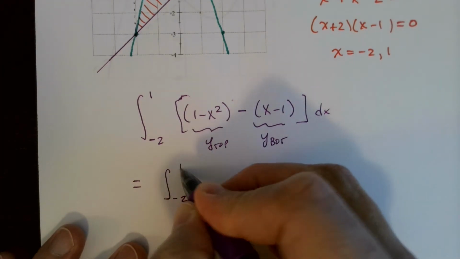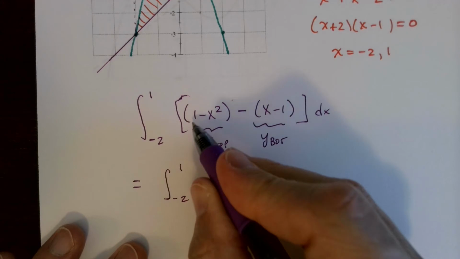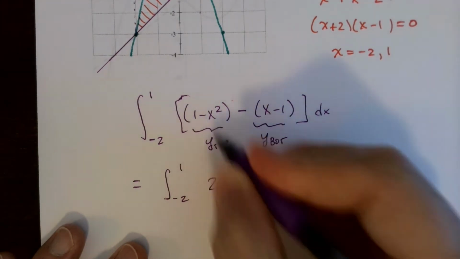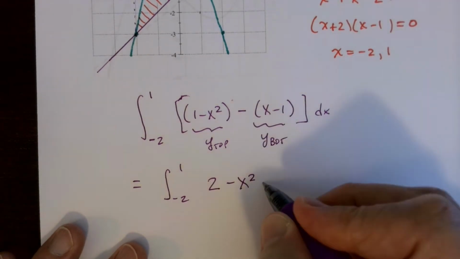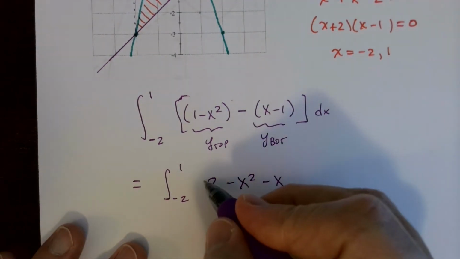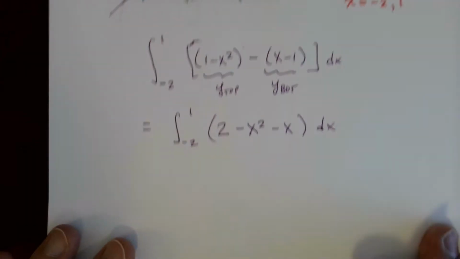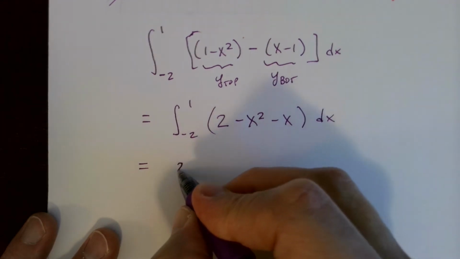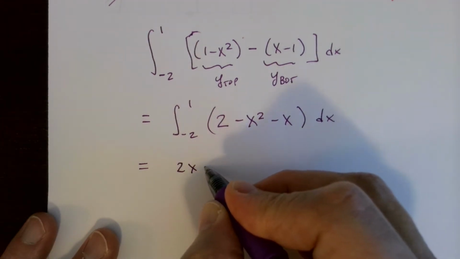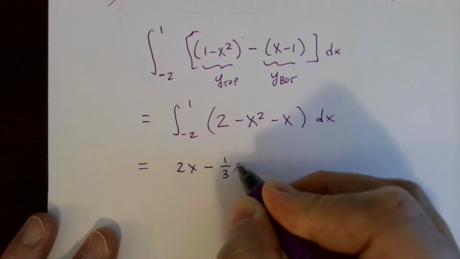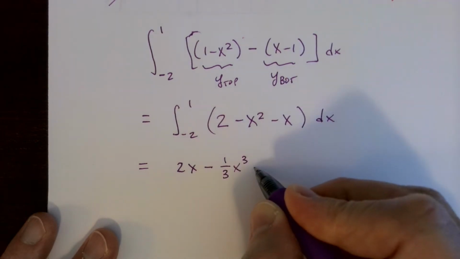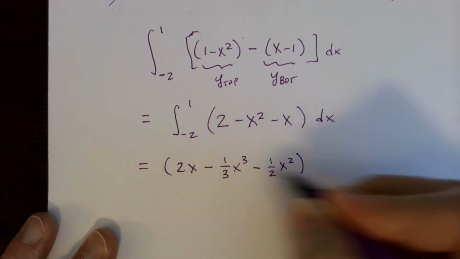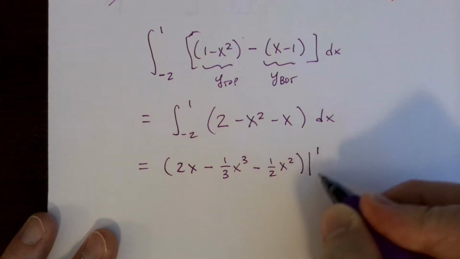Let me clean this up first before I integrate. So I've got 1 minus a negative 1, 1 plus 1 is 2. I've got minus x squared and minus x. Distribute that negative through and combine like terms. You should combine like terms first. And now we can find the antiderivative of this function. What's the antiderivative of 2? That's 2x. What's the antiderivative of negative x squared? That's negative 1/3 x cubed. And the antiderivative of negative x is negative 1/2 x squared. There's our antiderivative. We evaluate at 1 and at negative 2.